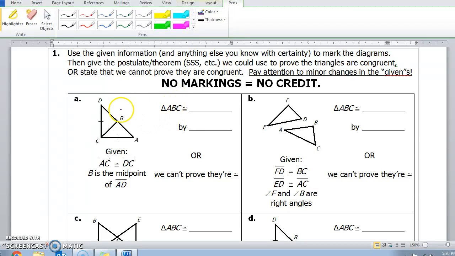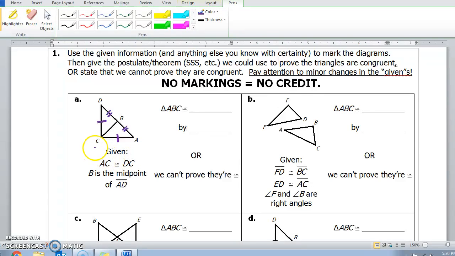For 1A, we're given that AC is congruent to DC. It's already marked, but we'll just mark it again to get in the habit. We also see that B is the midpoint of AD. So by the definition of a midpoint, we know that DB is congruent to AB.